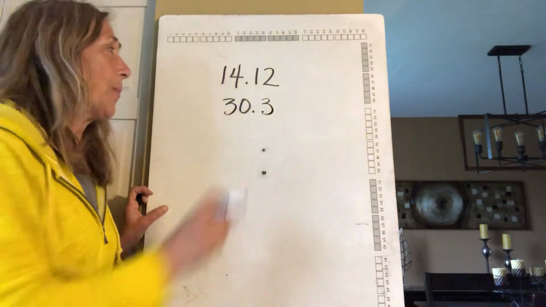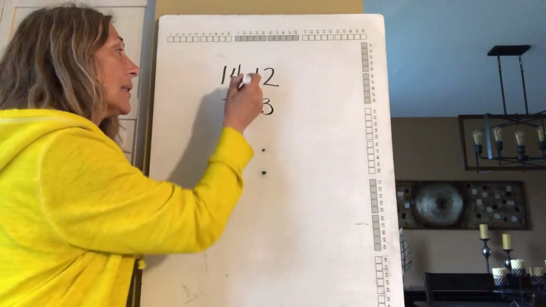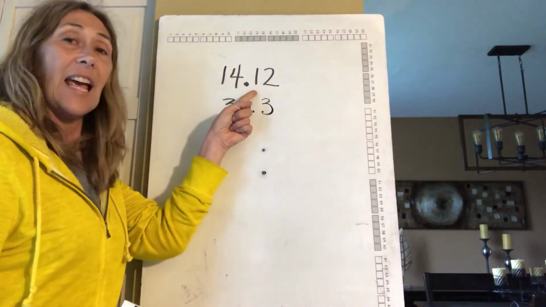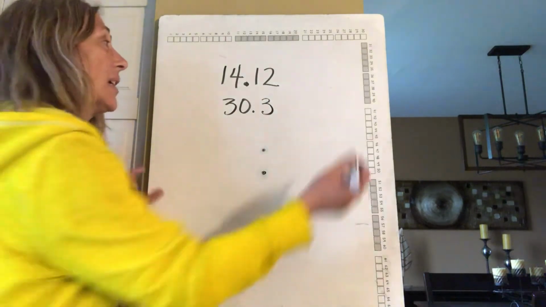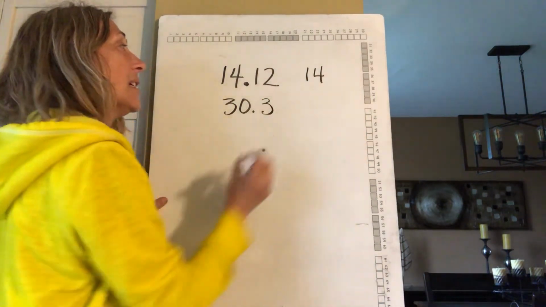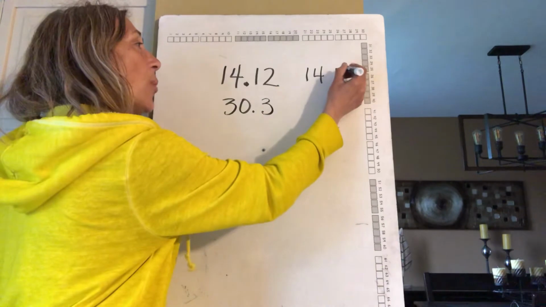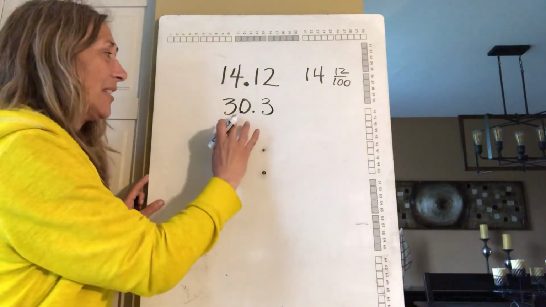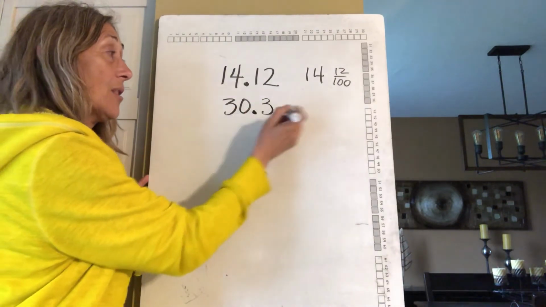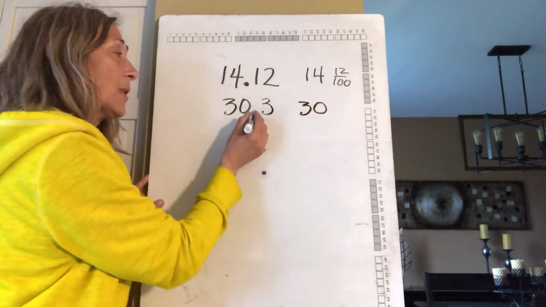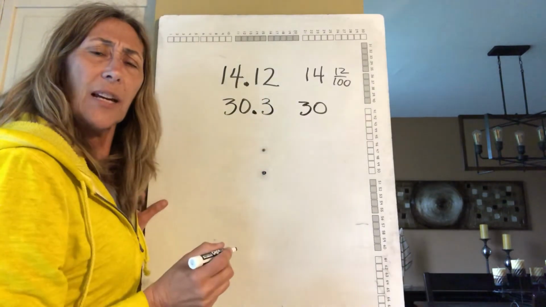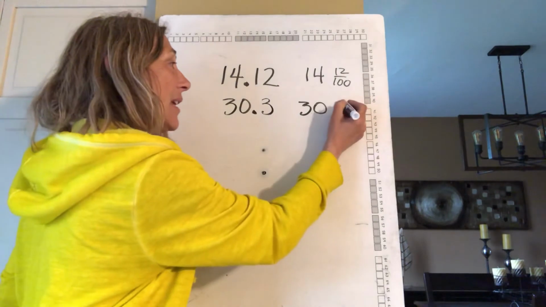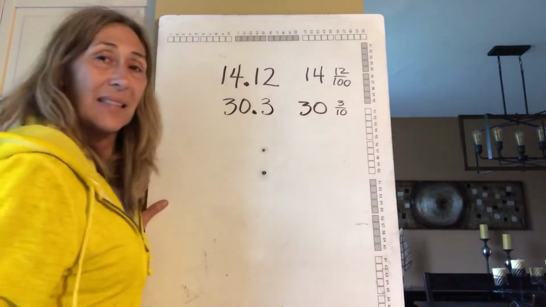Let's look at these two. I have 14 wholes. My decimal says "and" 12. Here's the tenths. Here's the hundredths. So it's 14 and 12 hundredths. Let's look here. I have 30 wholes. Decimal says "and," I just have a 3 here. That 3 happens to be in the tenths place, so 30 and 3 tenths.